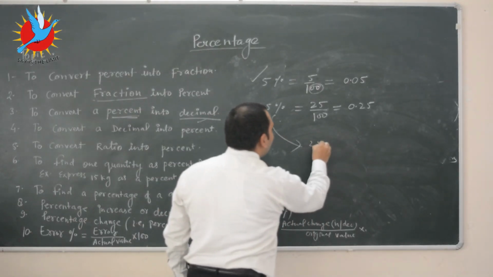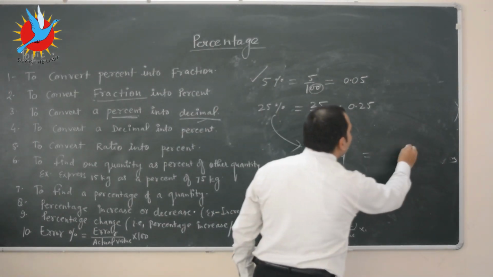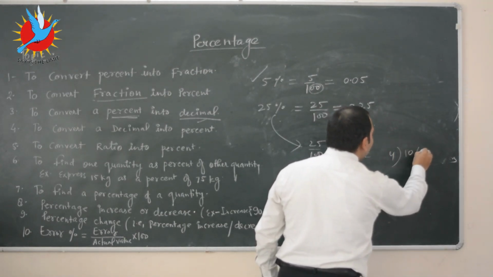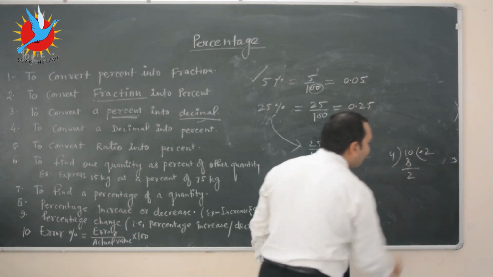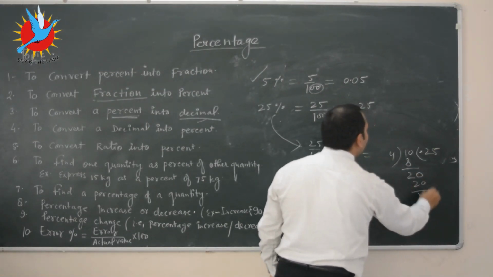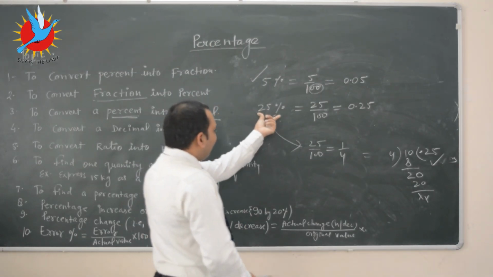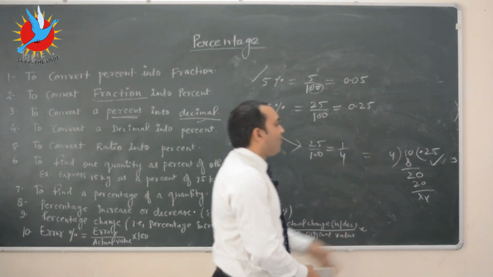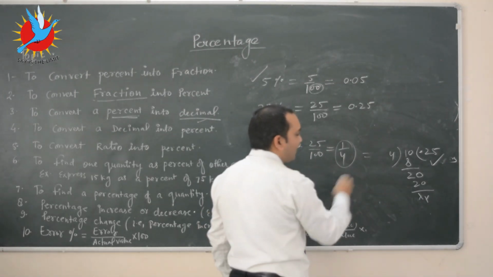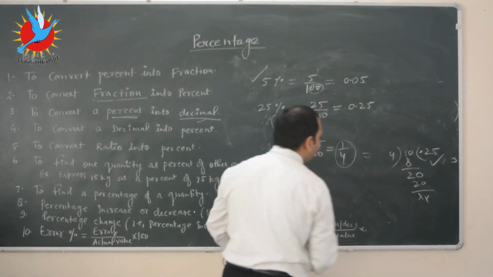Other method: 25 by 100 means 1 upon 4, and when we divide 1 divided by 4, here will be the decimal, here will be 10, 4 2s are 8, and then 2, 20, and 4 5s are 20. So here we can also find the percentage in decimal form, 0.25. The 1 by 4 we convert, this is a rational number, and a rational number converts into either a terminating decimal or a non-terminating but repeating decimal.